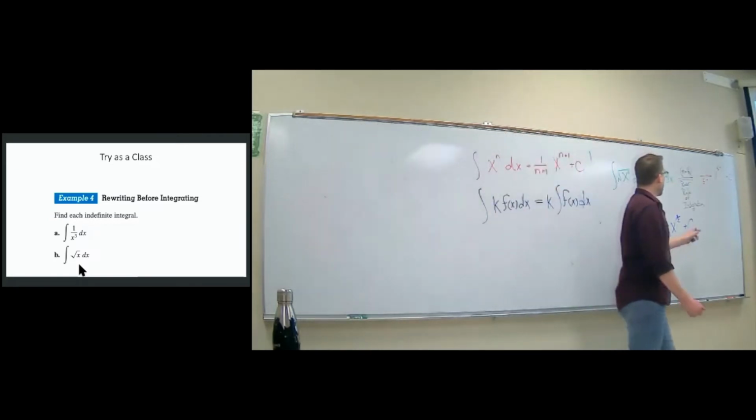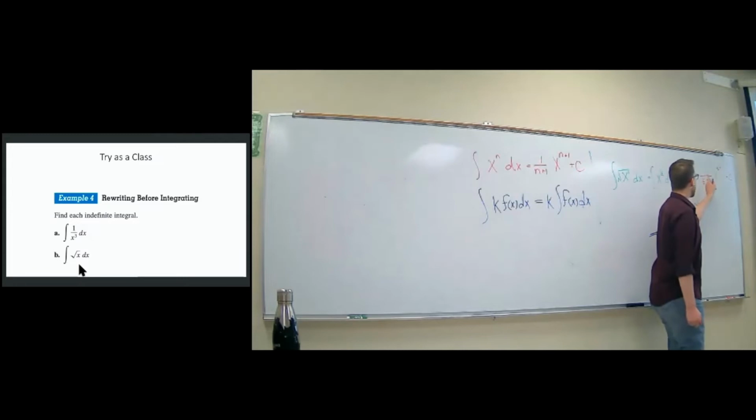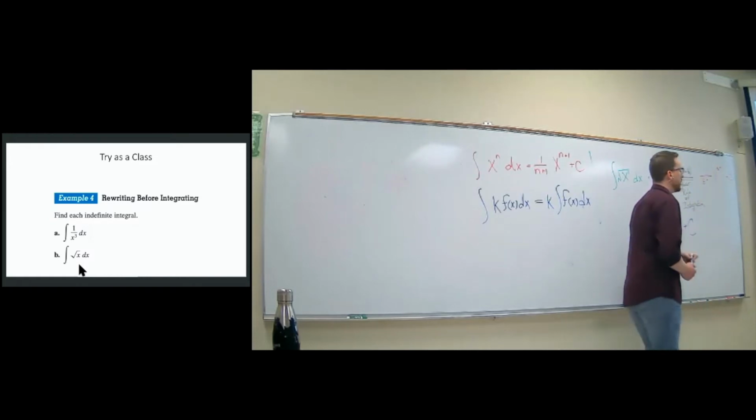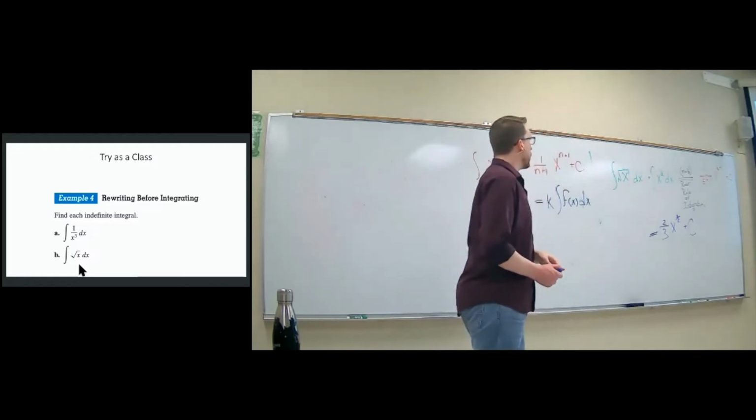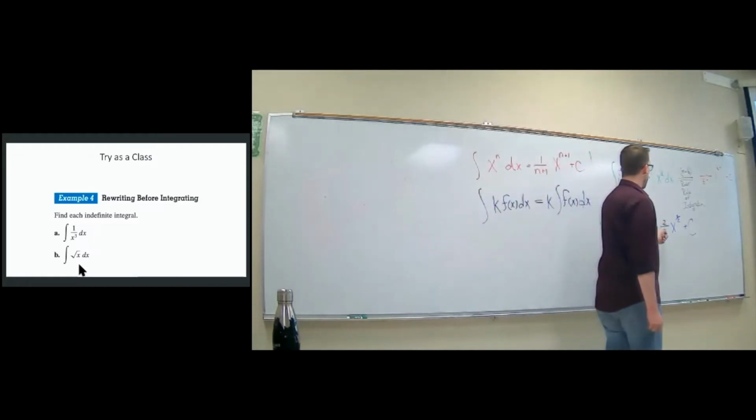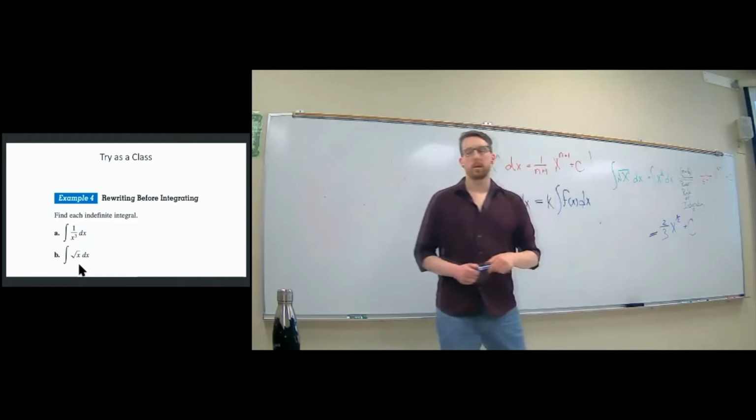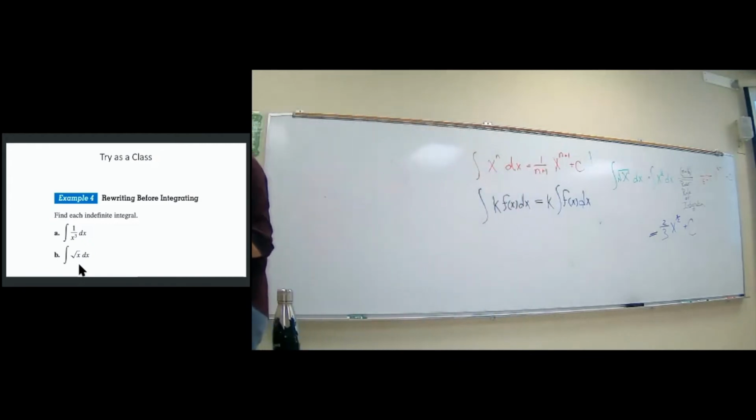So applying that rule, this is going to come out to be 1 over 3/2 times x to the 3/2 plus a constant. We can rewrite that fraction as 2/3 times x to the 3/2 plus a constant. Now, what about A? Does anybody solve A?